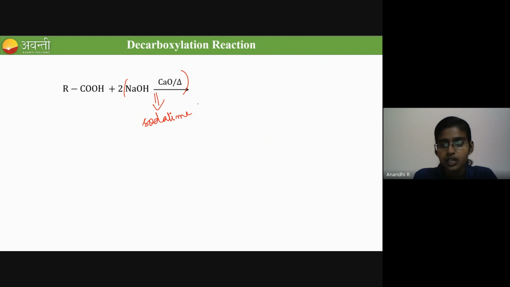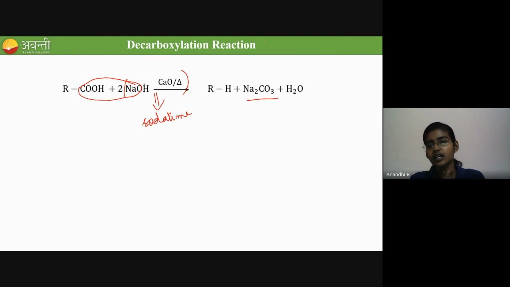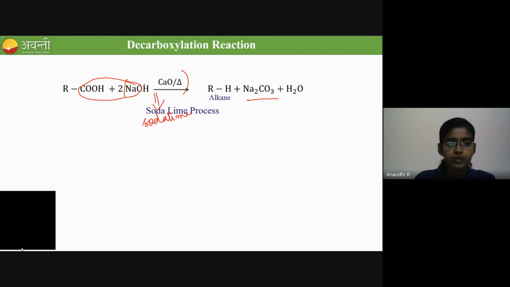Yeah, it is soda lime. Good. From the soda lime mixture, sodium carbonate is removed. How does it get removed? We have sodium hydroxide, so Na2CO3 is getting removed. And this R group forms a bond with this hydrogen. So we are getting RH, which is called an alkane, with the removal of Na2CO3 and H2O. This is called the soda lime process.